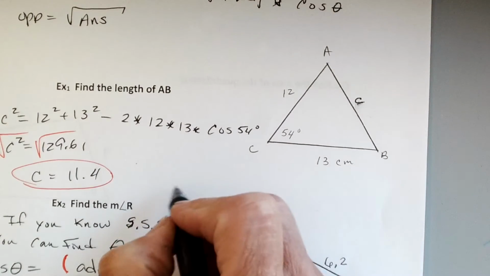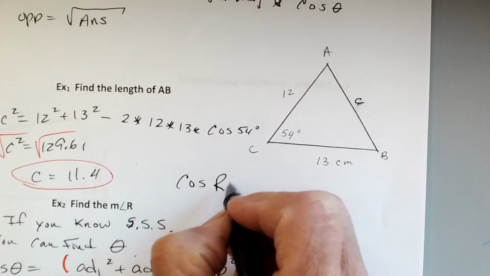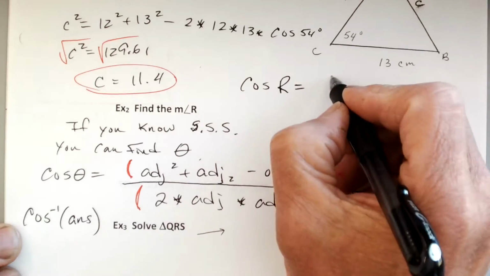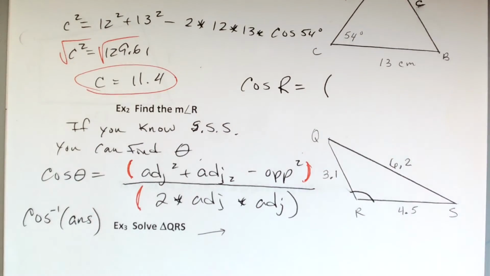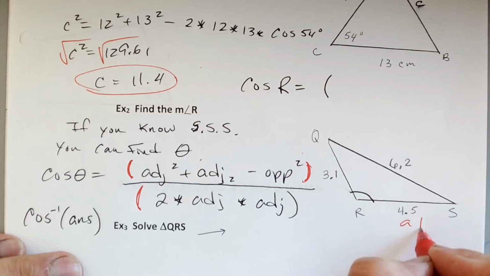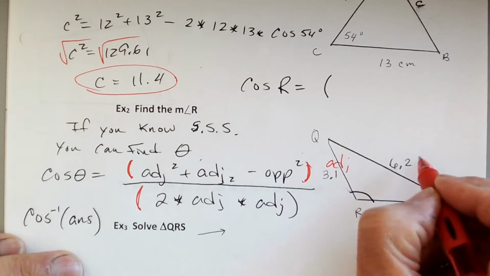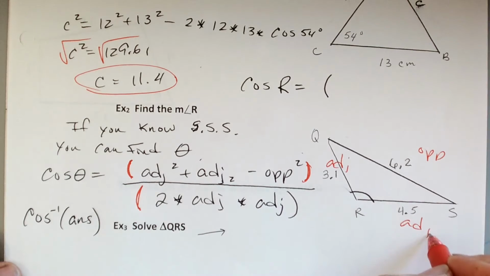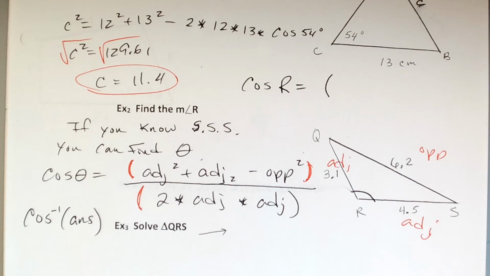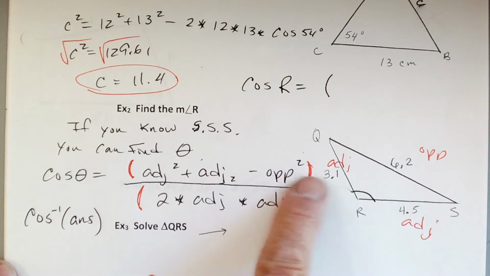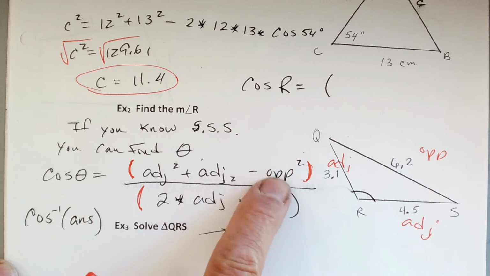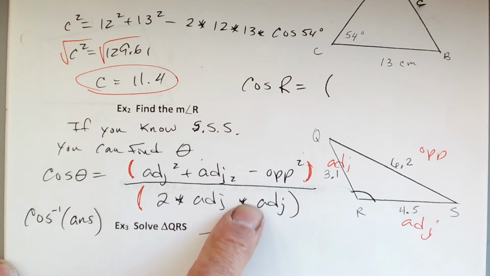So I'm going to go cosine of R equals, well, I'm using this formula here. There you go. I'm going to go equals parentheses. Well, if I look at this, here's my adjacent, here's my other adjacent, and that makes the 6.2 the opposite. You guys agree with that? All right, so if I pick angle R, 3.1 and 4.5 are my adjacent sides, and it makes my 6.2 my opposite side. So I'm just going to plug these numbers into the formula. That's all. So I'll go 3.1, 4.5, 6.2 here, and 3.1 and 4.5 here.